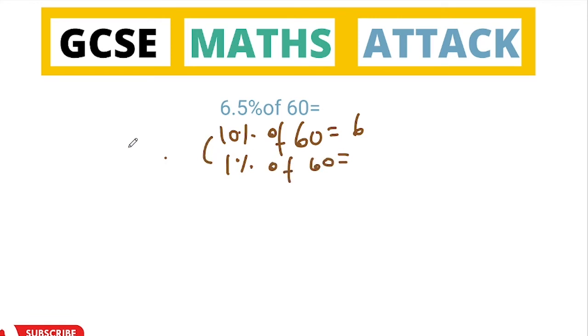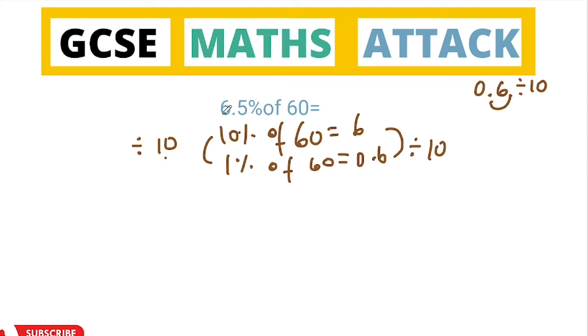I can divide 10 by 10, because 10 divided by 10 gives me 1. Whatever I do to one side, I must do to the other. So 6 divided by 10, here's your invisible decimal place, you're going to go back by 1. That will give me 0.6. We're going to need this 1% later on.